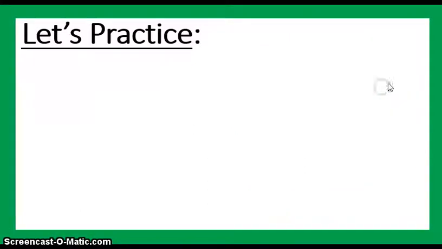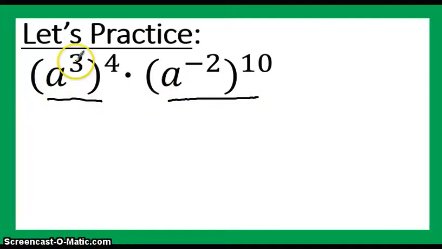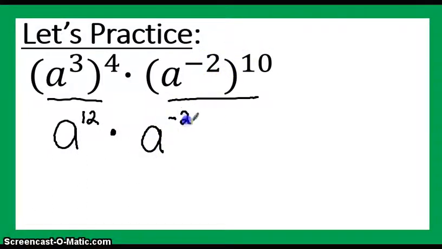Let's try one more example. We have a cubed to the 4th power times a to the negative 2 to the 10th power. So we see the same property, powers of powers, 2 times. A cubed to the 4th power will equal a to the 3 times 4, which is 12, times a to the negative 2 to the 10th power. We get a to the negative 2 times 10, which is negative 20.